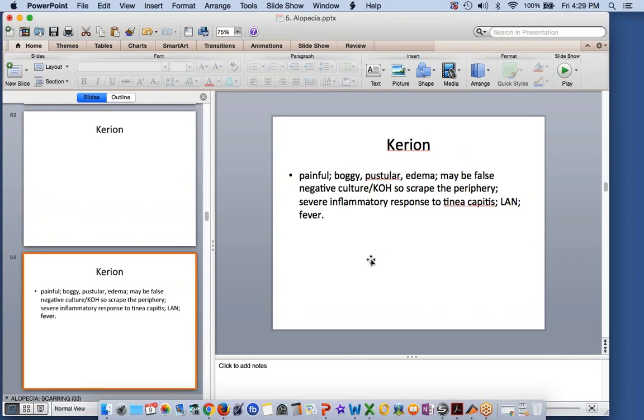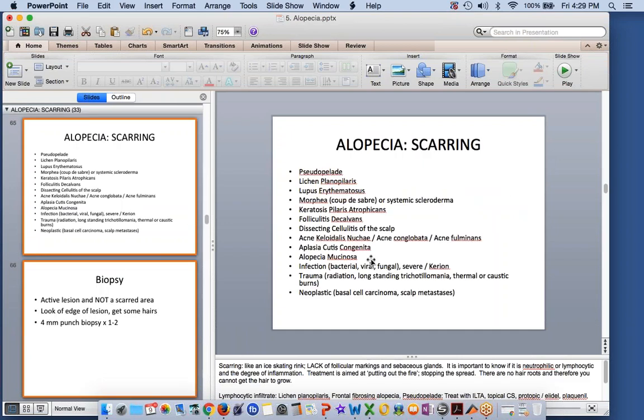As I said, they're painful, boggy. They will ooze pus, and you really need to be aggressive when you scrape it because otherwise you're not going to see it. After a while, you just gain the experience that even without a positive KOH, with lymphadenopathy, you could actually clinically state that it's a kerion.